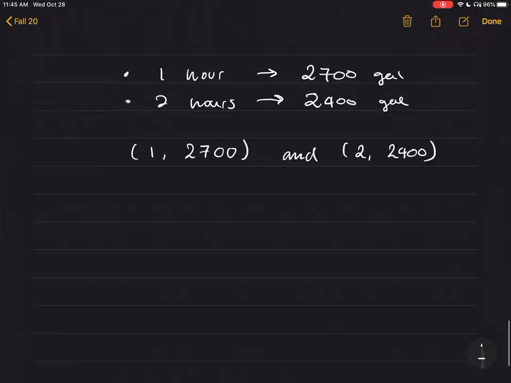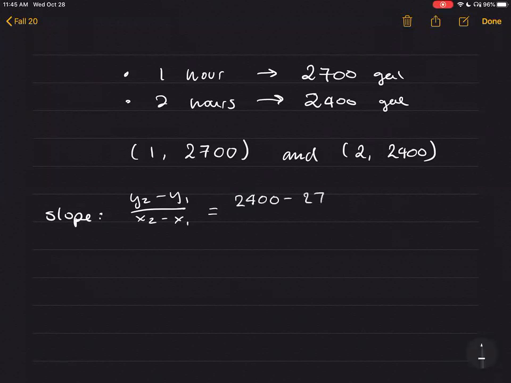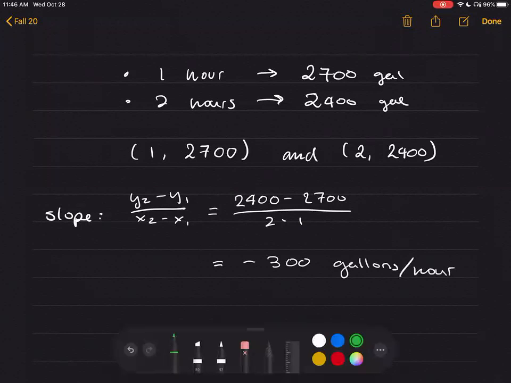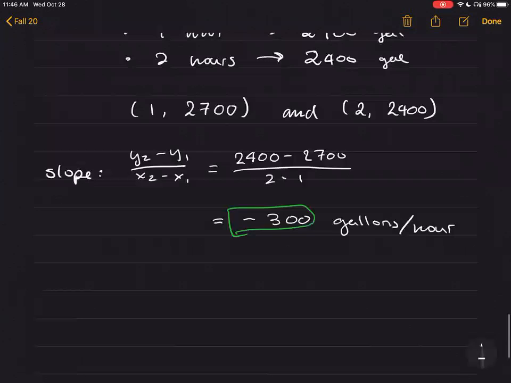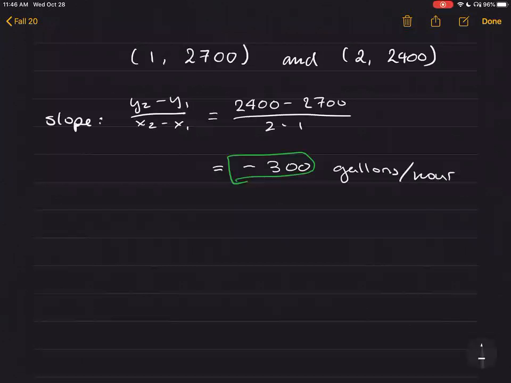All right, so now we want to be able to construct a line from this. So our first step is to find the slope. And if you remember, our equation for slope is y2 minus y1 over x2 minus x1. And so that gets us 2,400 minus 2,700 all over 2 minus 1, which if you do the math, will get you negative 300 gallons an hour. So now we have our slope, which is good. And now, because we have a slope and we have some points, we're going to use point slope form.